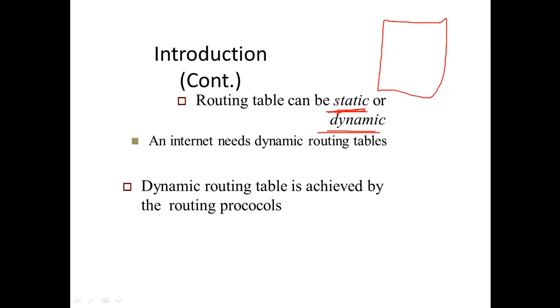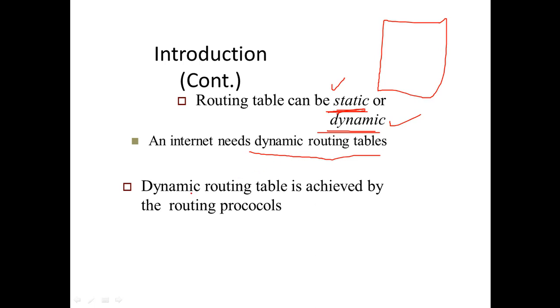So there are two kinds of routing: the first one is static, the second one is dynamic. And the internet needs a dynamic routing table, meaning the network should be able to revisit or recount its metrics, so that the routing table is an updated version, not a version that consists of devices which are no longer in the network.